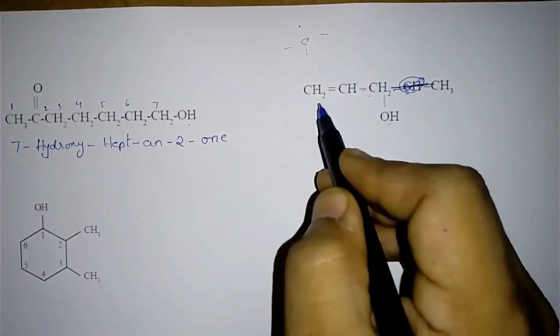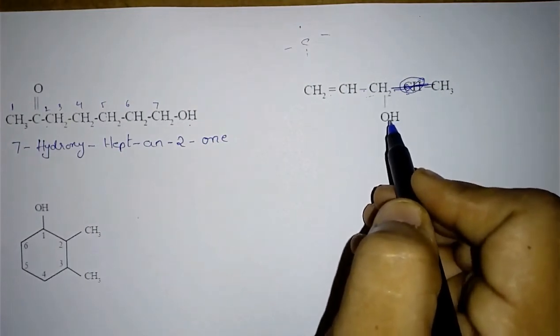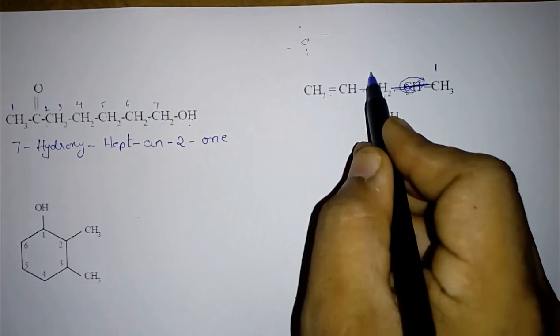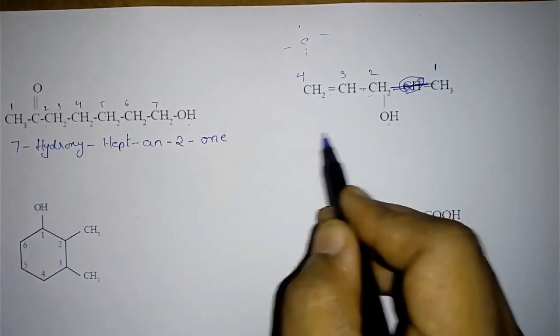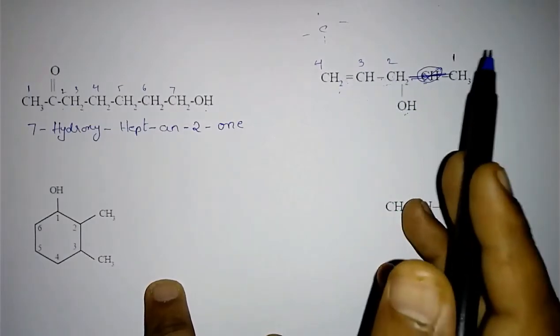Now observe it from left to right or right to left. We have to give numbering in such a way that the functional group should attain the least numbering. So you will write numbers from here: 1, 2, 3 and 4. So 4 carbons are there. On the second carbon our functional group is present.